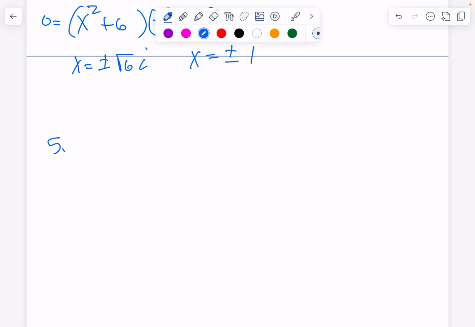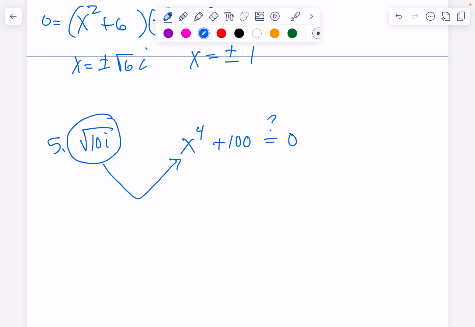Number 5, root 10i. And it's a question, is it a solution to x to the fourth plus 100? Does that equal 0? That's what it's asking. So if I put that in for x, root 10i, and yes, the i is under the root, to the fourth plus 100. Does that equal 0? It's a question.